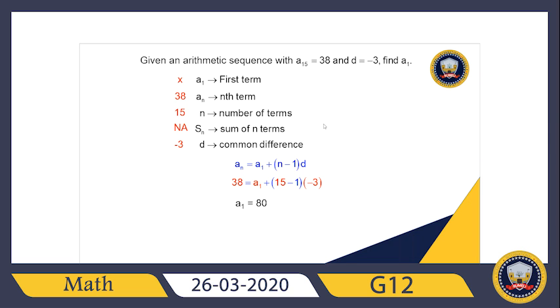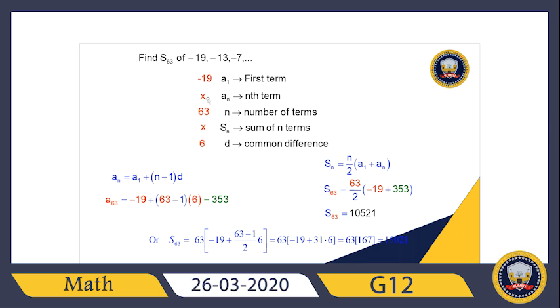Another one. In this example, he's telling me to find the sum of these terms, which has the index 63. The first terms are -90, -13, -7. Let's take a look at what we have in this example.